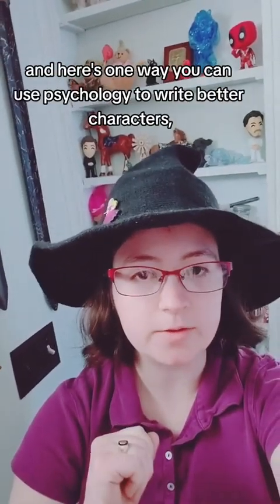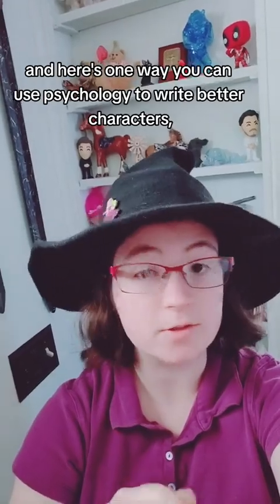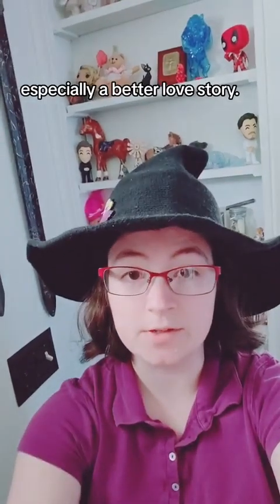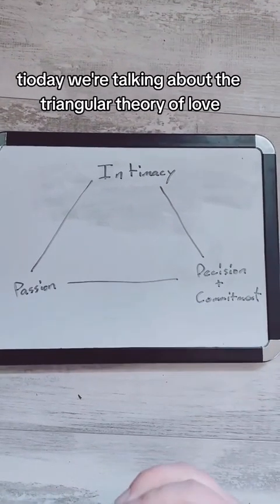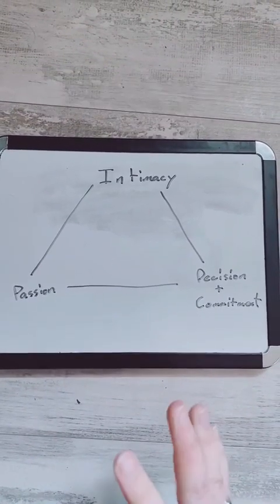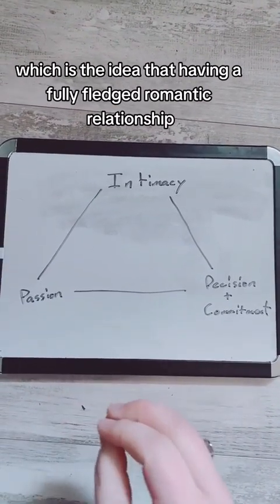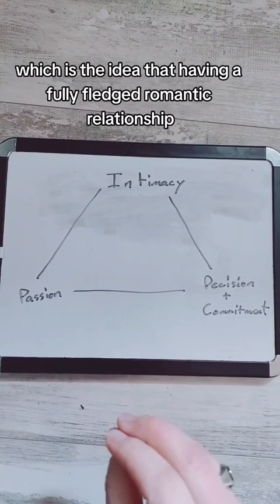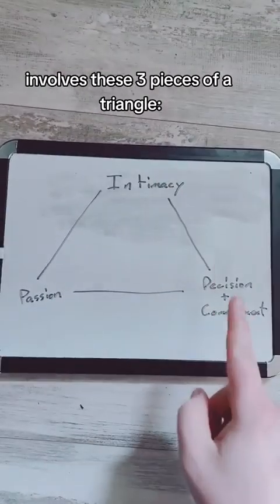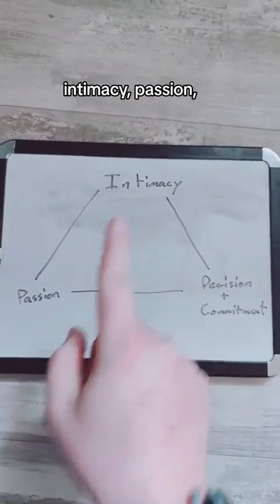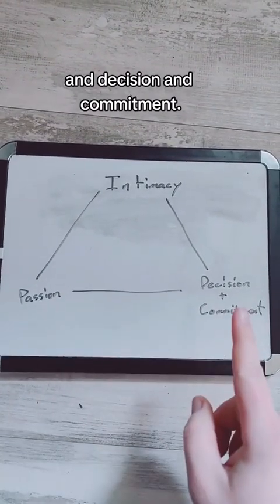It's your favorite LMHC who loves to write, and here's one way you can use psychology to write better characters, especially better love stories. Today we're talking about the triangular theory of love, which is the idea that having a fully fledged romantic relationship involves these three pieces of a triangle: intimacy, passion, and decision and commitment.